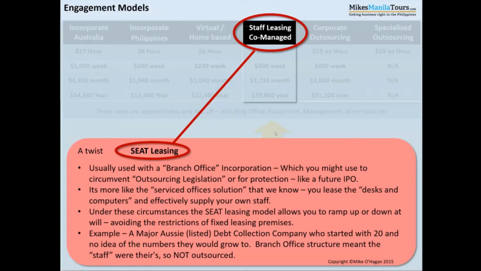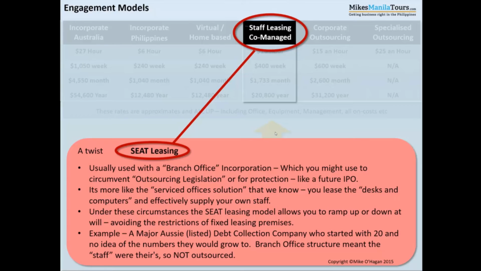It's usually used with a branch office incorporation, which is a different type of incorporation where the company in Australia is directly the owner of the company in the Philippines. That gives it a line through, which means it's not outsourcing, it's being done inside the same thing. It circumvents the prohibition.